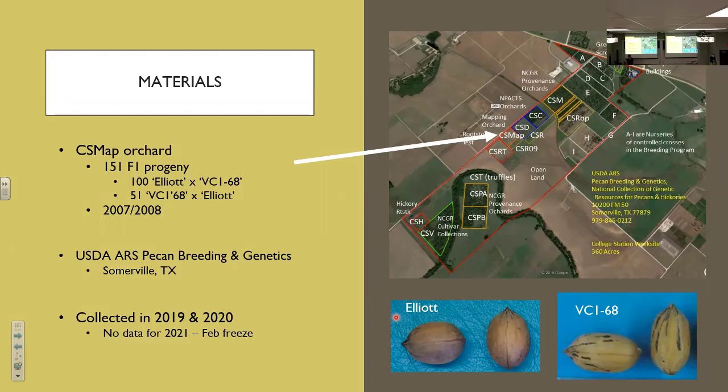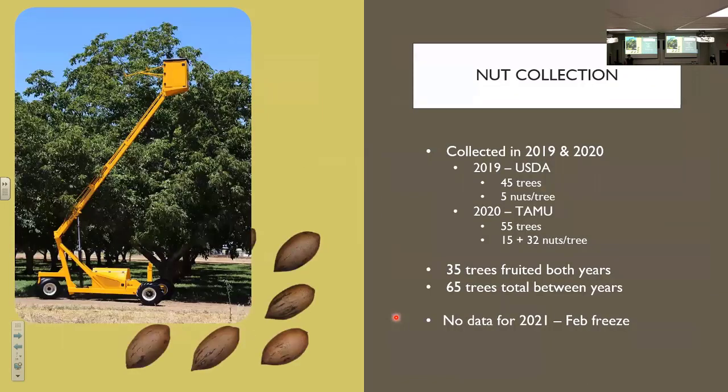The nuts were collected in 2019 and 2020. And so in 2019, only 45 trees fruited, which I know doesn't sound like a lot, but we wanted, like I said, just to get our feet wet and start with this process. Everything was collected by the USDA, and they were looking at collecting and measuring 5 nuts per tree. In 2020, I got to go out there and do everything and collect everything using the boom lift here, getting up in the canopy. We had an increase in trees, looking at 55 that year.